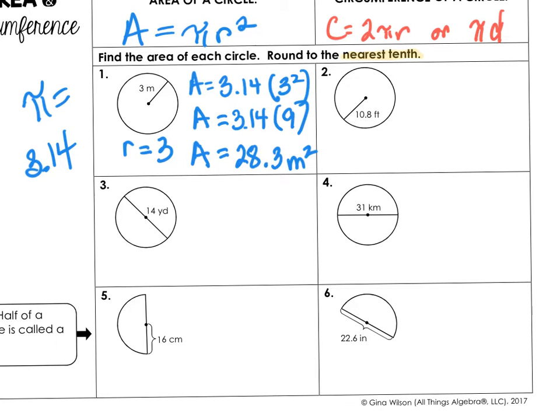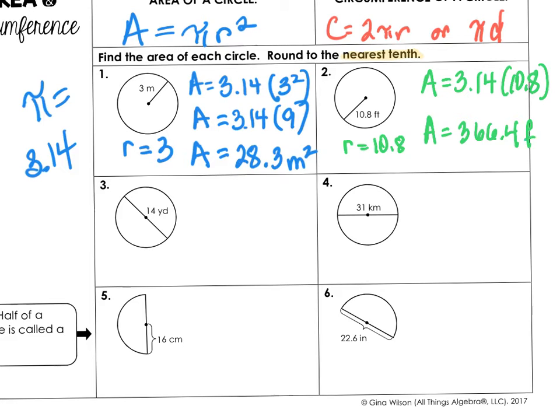Okay, now this one. First thing we've got to do is look and see, what do we have? It's halfway, so the radius equals 10.8. So now I know area is pi r squared, so 3.14 times 10.8. So area equals 366.4, and our label is feet squared.